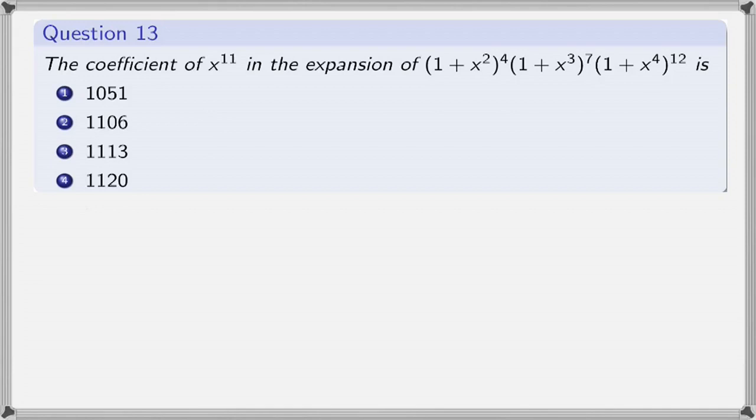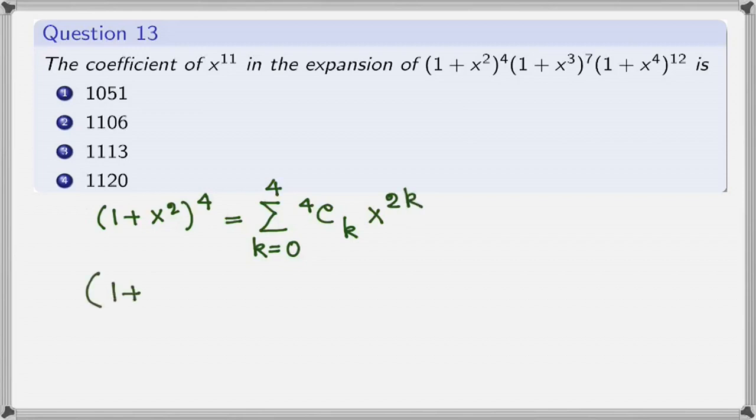So (1 plus x square) whole to the power 4 is equal to sum from k equal to 0 up to 4, 4Ck x to the power 2k.